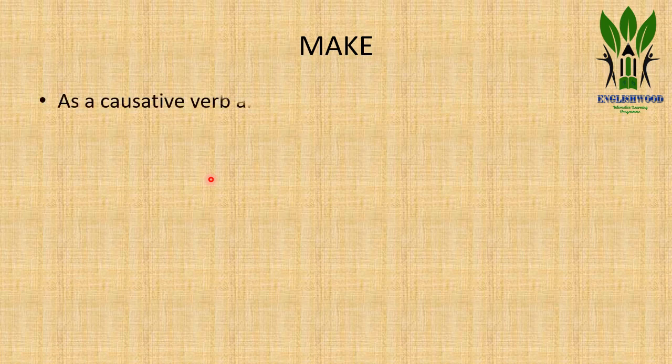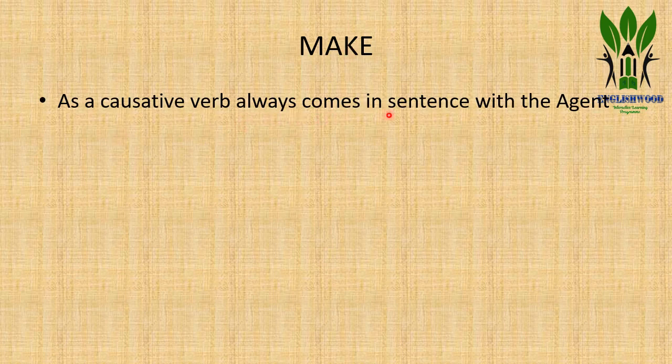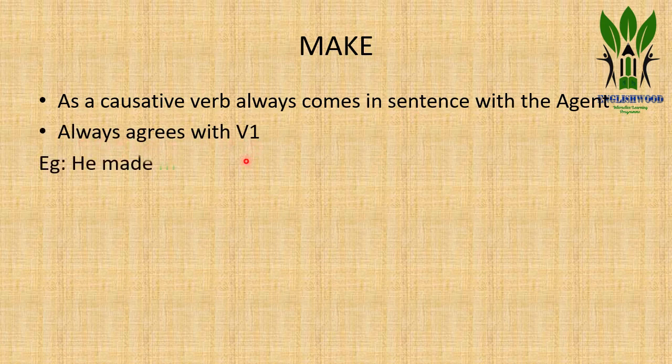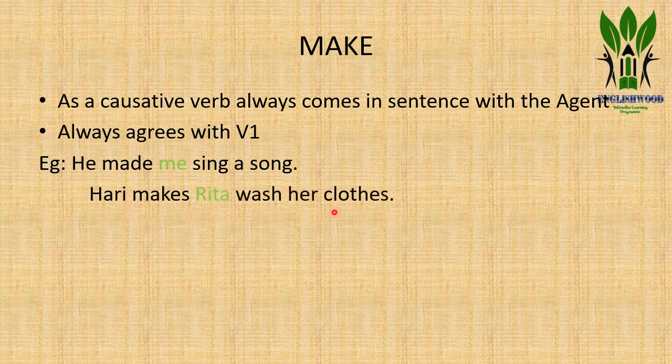So just a revision of causative verbs. Make as a causative verb always comes in the sentence with the agent and agrees with verb 1. We have discussed, he made me sing a song, so it always comes with the agent. Hari makes Rita wash her clothes. Rita is the agent. So in this form they always come with the agent.